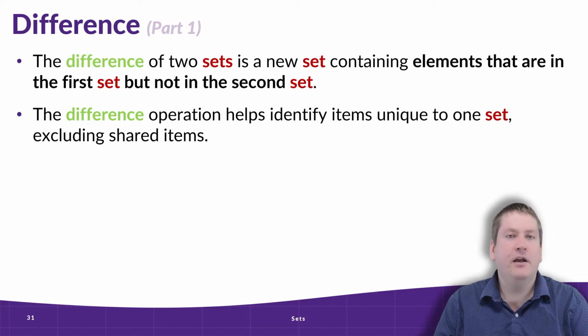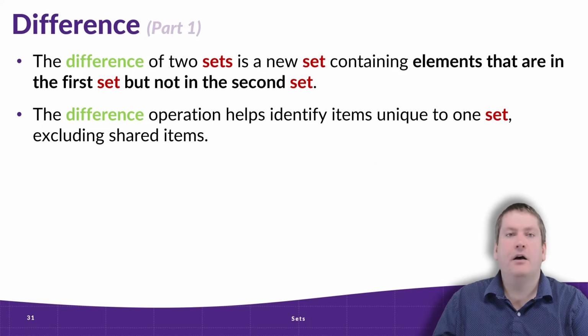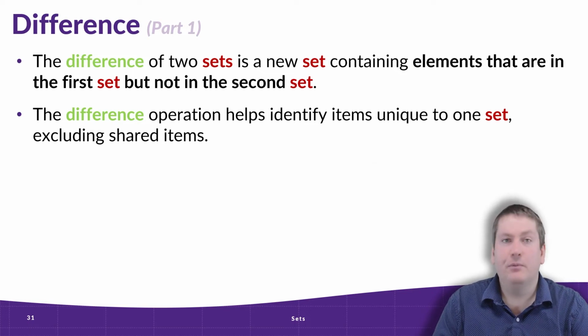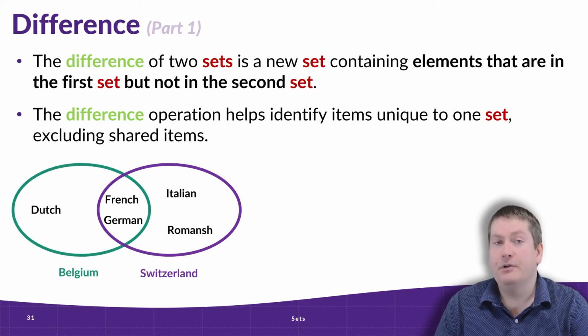Now, a few things to note here is first, this creates, yet again, a new set. It doesn't modify the original sets. And the second is it's not symmetric. So depending on the way you call the method that we'll see in a second, it will have different results. Let's take a look at a visual example.